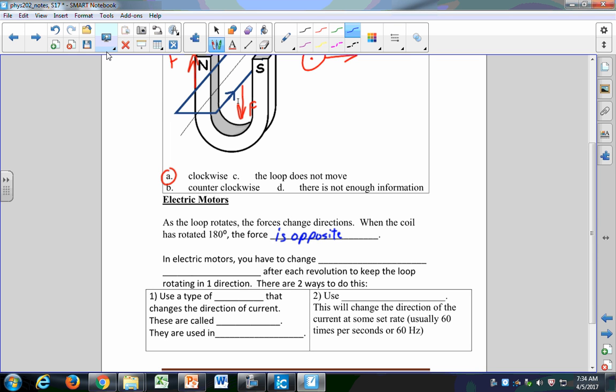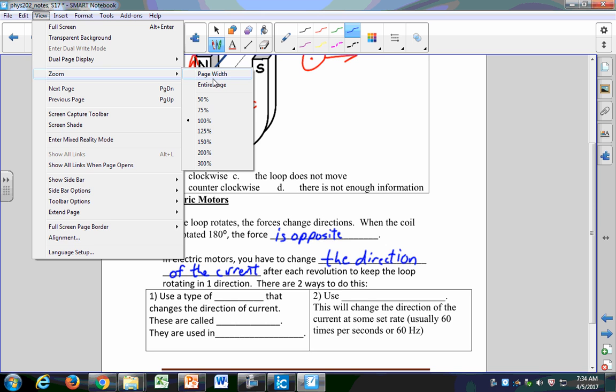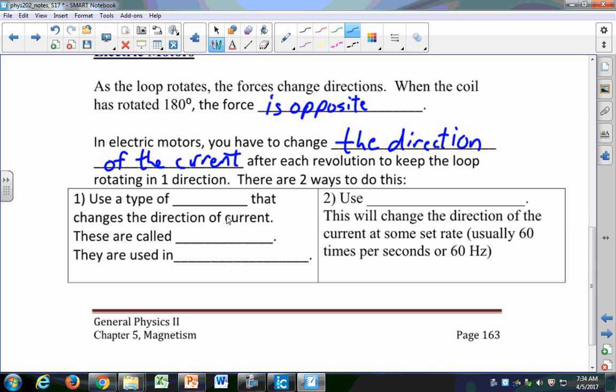So in electric motors, you have to change the direction of the current after each revolution to keep the loop rotating in one direction. Two ways to do this. You might be familiar with this. You can use a type of switch. These are kind of like the double pole double throw switch that you've used in lab. Remember, you had that double pole double throw where it actually switches the direction of the current. Each time you go around, there will be some switch that will switch the direction of the current.